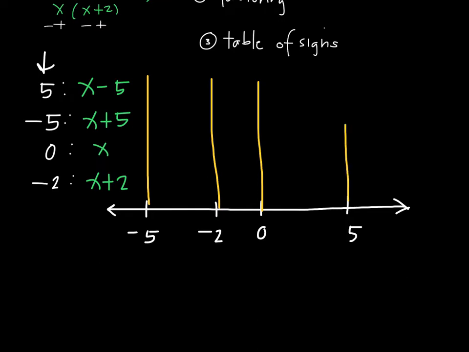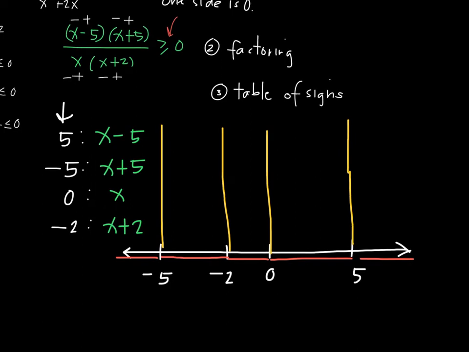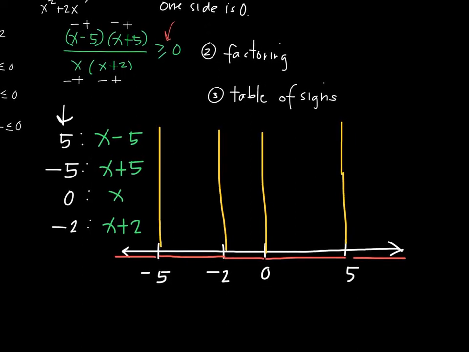So what happened to our number line is that we have divided it into several intervals. That means before negative 5, between negative 5 and negative 2, between negative 2 and 0, between 0 and 5, and then after 5. Okay, so the next step is to know the signs of x minus 5 in each interval.